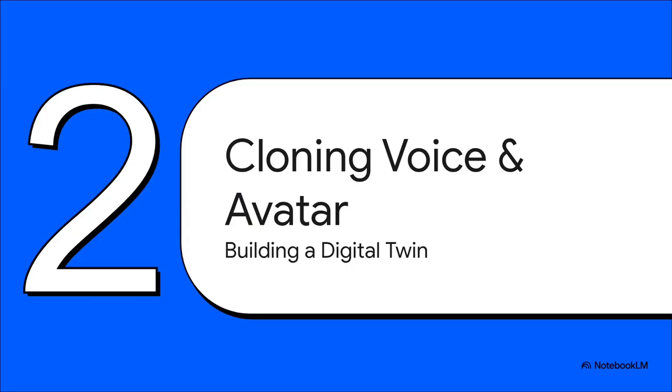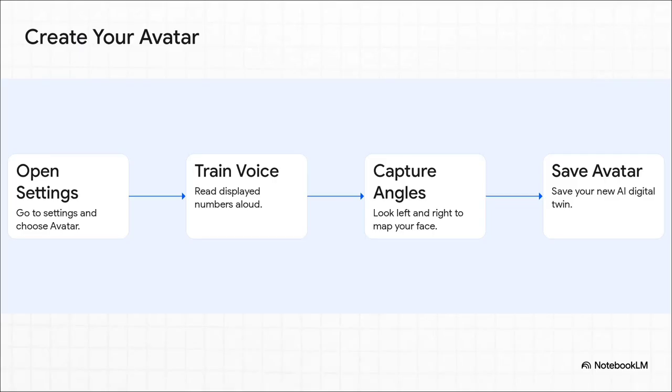Moving on to part 2, cloning your voice and avatar, building your digital twin. What's really wild about this onboarding process is just how remarkably simple it is. You don't need a green screen, you don't need some expensive studio microphone. Whether you're doing this on your phone or your PC, you just open up your Gemini settings and select Avatar. The AI literally guides you through the whole thing. First, it throws some numbers up on the screen, you just read them aloud, and in seconds, the AI learns the unique cadence, the tone, the exact sound of your voice.